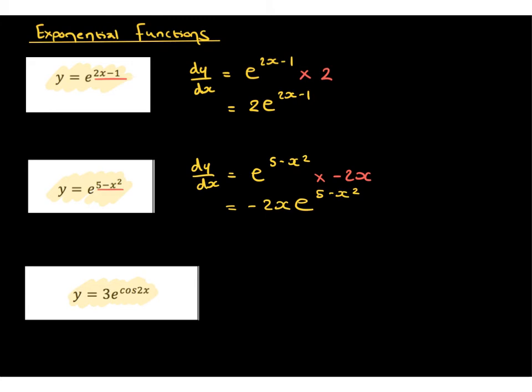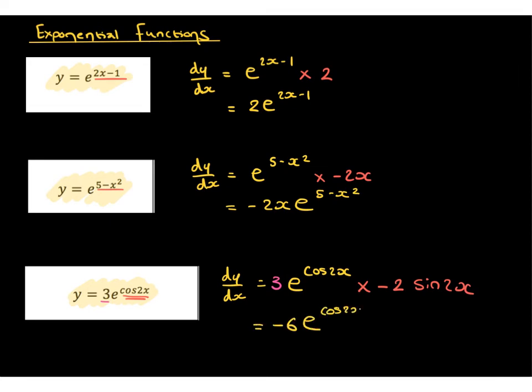And then the last question, dy by dx, well, this 3, remember at the beginning, is just a multiplicative constant. We'll differentiate to e to the cos 2x, and then differentiate the inner function. So here we have to use the chain rule again and our understanding of trigonometry. The derivative of cos 2x is negative 2 sine 2x. There's quite a lot in this last question. So we end up with negative 6 e to the cos 2x sine 2x.